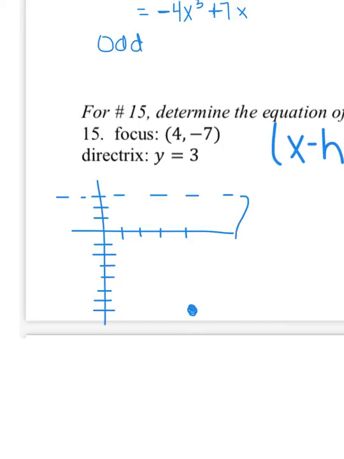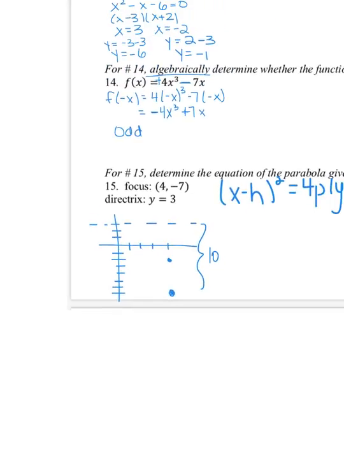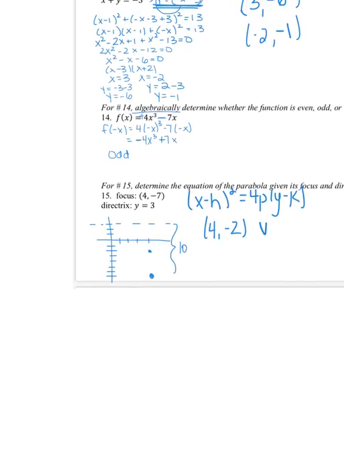So if you count the distance, these two are 10 units away from each other, which means you have to go 5 in the middle of them to figure out the vertex. So if I go down 1, 2, 3, 4, 5, I would be at (4, negative 2) is my vertex. This would be concave down because, again, your parabola has to hug the focus. So (4, negative 2) is the vertex. You are going down, so p is negative. You are going down 5. So p is negative 5.